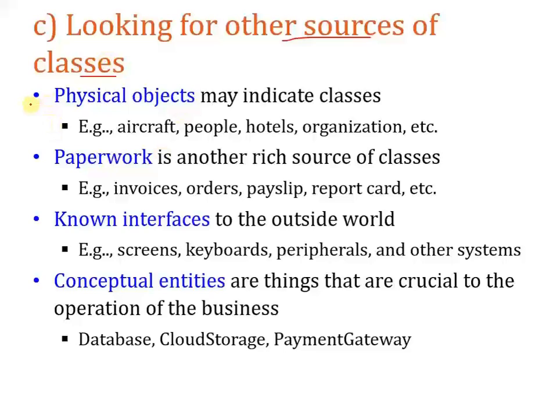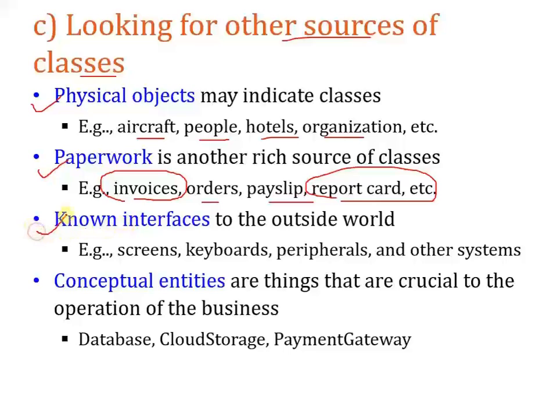Such other sources are physical objects. So any physical object which is not present in the particular software requirement specification, like aircraft, people who are involved, hotels, organizations, etc., any physical entity can also be grouped as classes. Paperwork is another rich source of classes. For example, if any bill will be paid, that is an invoice, orders, pay slip, report card. So for the corresponding project, we may have some extra paperwork. So using that paperwork also, we can identify the classes present in it.